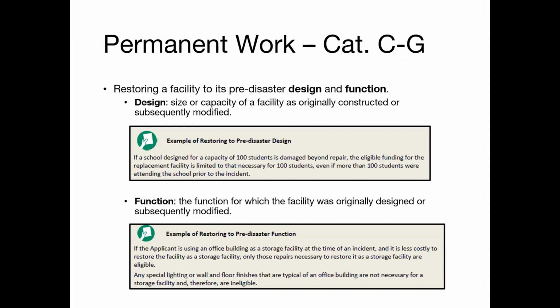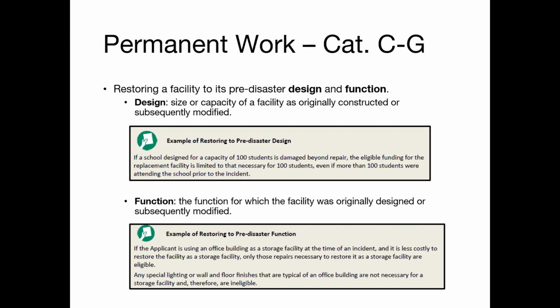Permanent work categories are categories C through G. Is work required to restore a facility to its pre-disaster design and function in accordance with applicable codes and standards? Emergency repair or stabilization to eliminate or lessen an immediate threat is emergency work. All permanent work is subject to eligibility of the facility, as we discussed regarding PA's eligibility pyramid.